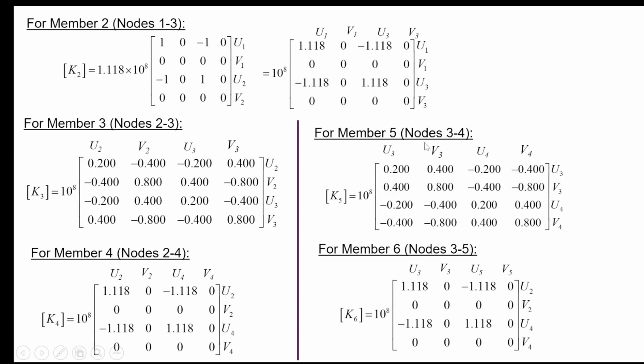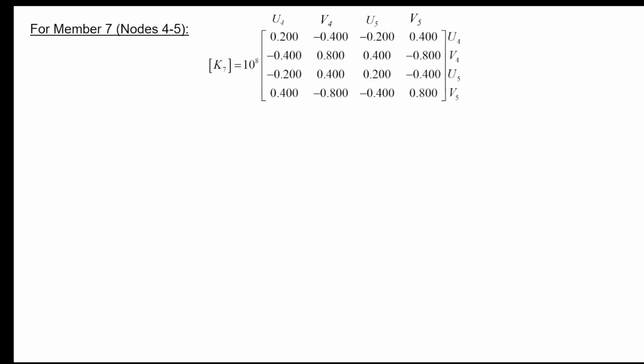For example, for member 5, the end nodes were 3 and 4. So that is why you have displacements U3 V3 and U4 V4. And we use this to define. So every number here can be defined by its position. For instance, if you pick 0.4, 0.4 in the vertical is U4 and in the horizontal is V4. So we do the same and have the stiffness matrix for member 7.